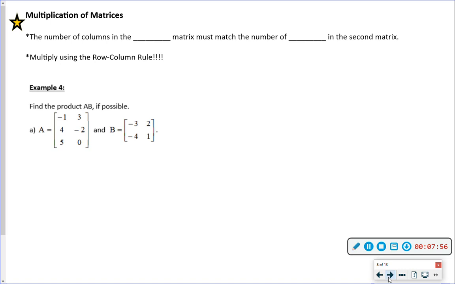So the number of columns in the first matrix has to match the number of rows. And you'll see this in a minute. Key is we use what's called the row column rule. So first things first, I always check the size, meaning, okay, size of A, 3 rows, 2 columns. Okay, size of B, clearly it's a square, 2 by 2.